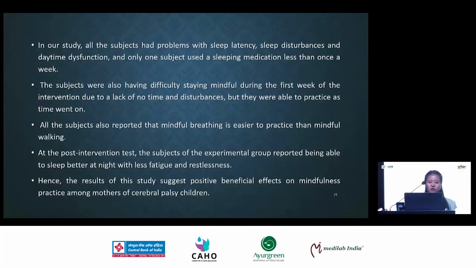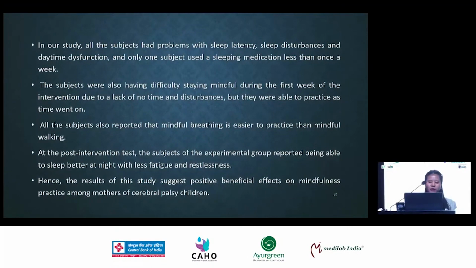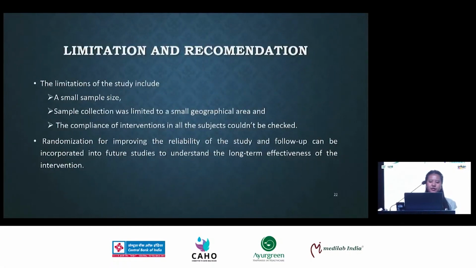The subjects also had difficulty staying mindful during the first week of the intervention due to lack of time and disturbance, but they were able to practice as time went on. All the subjects also reported that mindful breathing is easier to practice than mindful walking. At the post-intervention test, the subjects of the experimental group reported being able to sleep better at night with less fatigue and restlessness. Hence, the results of this study suggest positive beneficial effects of mindfulness practice among mothers of cerebral palsy children.